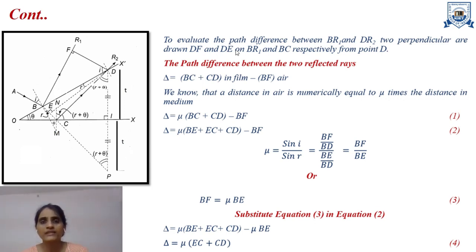To evaluate the path difference between BR1 and DR2, as already mentioned, two perpendiculars were drawn, that is DF on BR1 and DE on BC from point D. My path difference is BC plus CD, this much distance travelled by the ray in the medium, minus this distance BF in the air. We know that a distance in air is numerically equal to mu times the distance in the medium, and in air the refractive index mu is equal to 1. Therefore, the path difference is mu times (BC plus CD) minus BF.